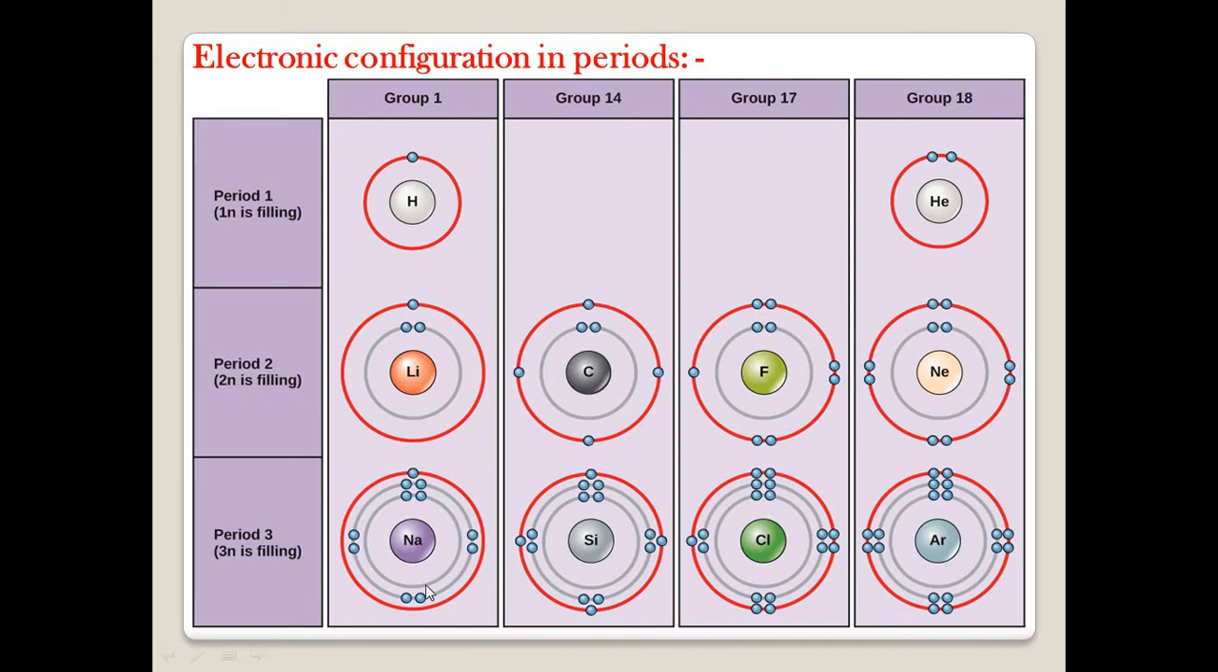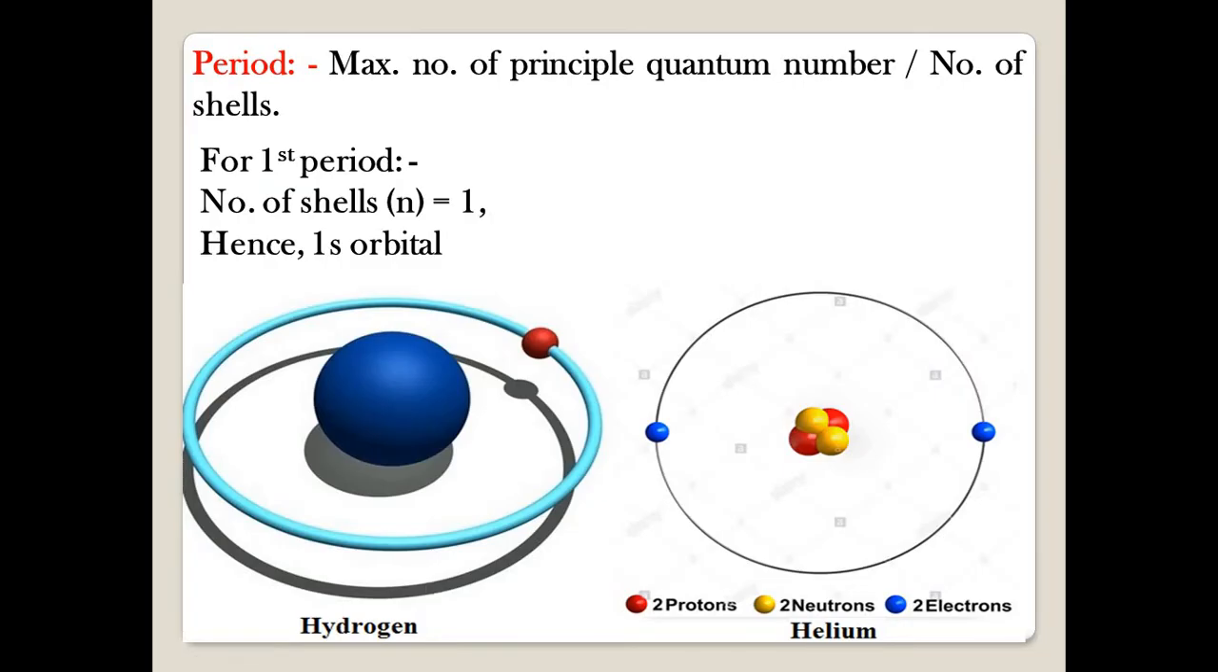Okay, let's see the correct electronic configuration for this. The maximum number of principal quantum number, or number of shells, is denoted as the period. For the first period, the number of shells n is equal to 1, hence the 1s orbital is there for hydrogen and helium. This is hydrogen and this is helium atom. Hydrogen contains 1 proton and 1 electron, whereas helium contains 2 protons, 2 neutrons and 2 electrons.